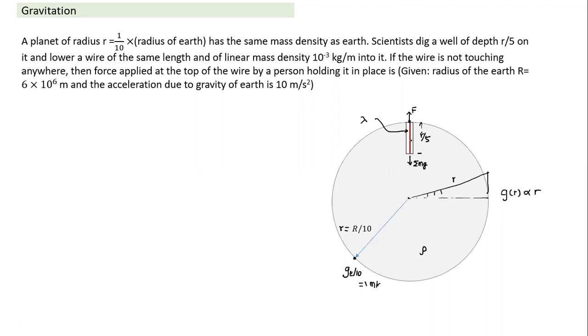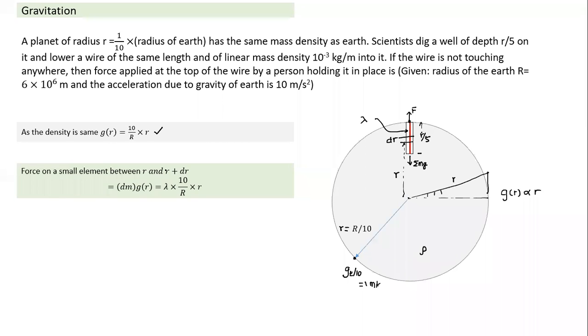So again, since g is varying, I'll take a random piece. Every time we take a random piece, and we can call it either x or r. Since a radial distance is involved, take the piece at a distance r from the center, and the length of the piece is dr. The first thing you should understand here is how g would vary. g will vary as 10 by R into small r, same as the Earth's variation, because rho is the same. Then the force on a small element between r and r plus delta r will be mass into the gravitational field at a distance r. The mass delta m is lambda into dr, and g at a distance r is 10 by R into small r.